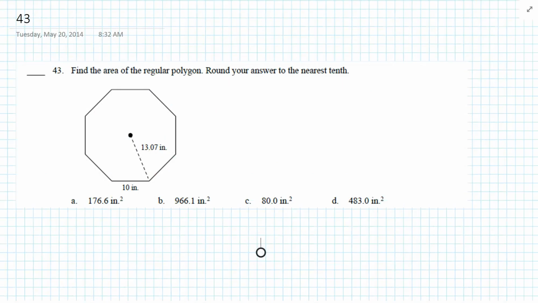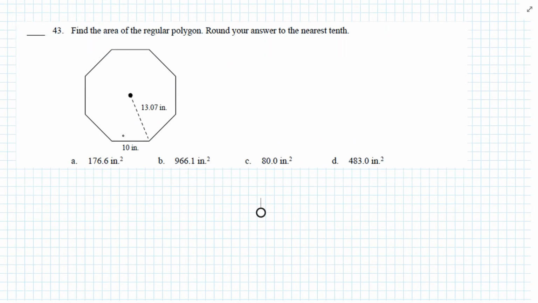43. Find the area of the regular polygon. 1, 2, 3, 4, 5, 6, 7, 8. So it's got 8 sides. Okay. So I have a side length of 10. I have 8 sides. So I need to find the apothem.